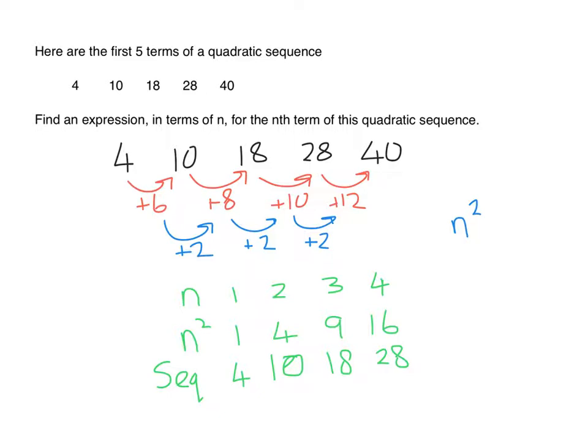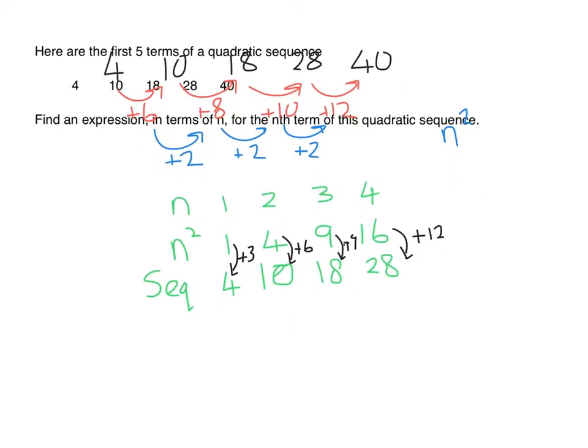Is it quite obvious? So how do I get from 1 to 5? Well, it's plus 4. 4 to 10 would be plus 6. 9 to 18 would be plus 9. And then 16 to 28 would be plus 12. So it's not the same for each one. So it's not just going to be plus a number. We're going to have to look at if there's a pattern within those numbers.